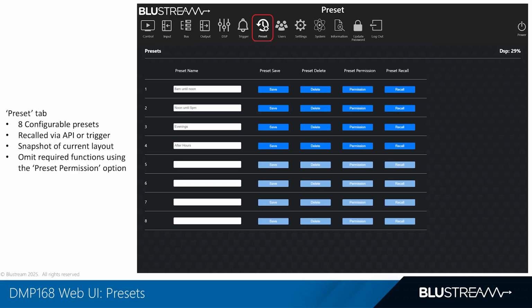Presets can be recalled in several ways. So with a simple button press in the web GUI, via a single command from a control system, or even through a contact closure or trigger, which is a physical switch that calls up a preset automatically.